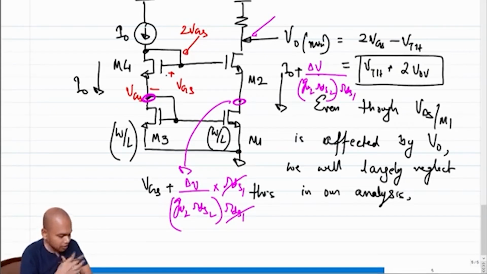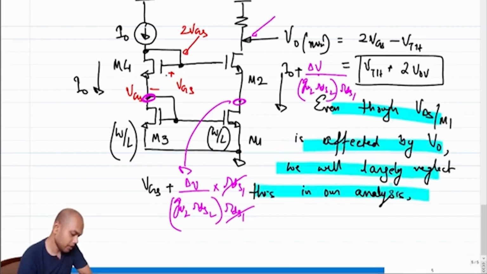I understand this is slightly involved. I assumed many things in these explanations, right? But the key thing that you should keep in mind while solving your problem is this statement: the drain voltage of M1 in the presence of a cascode transistor M2 is largely unaffected by the swing at the drain of the cascode transistor M2. Okay.